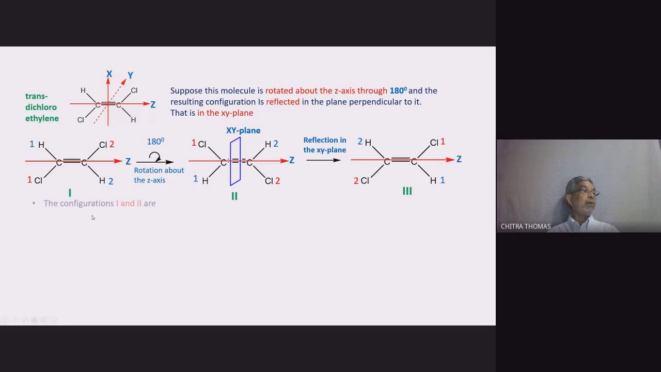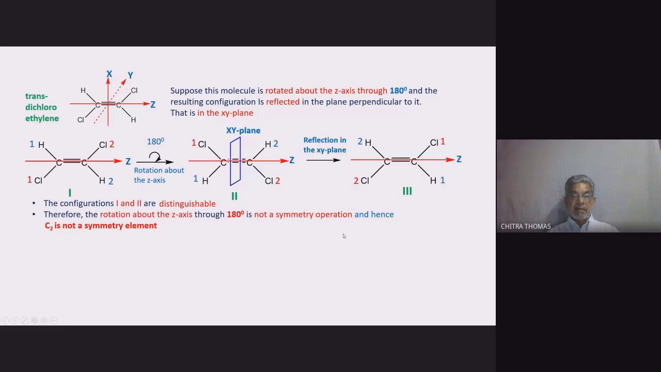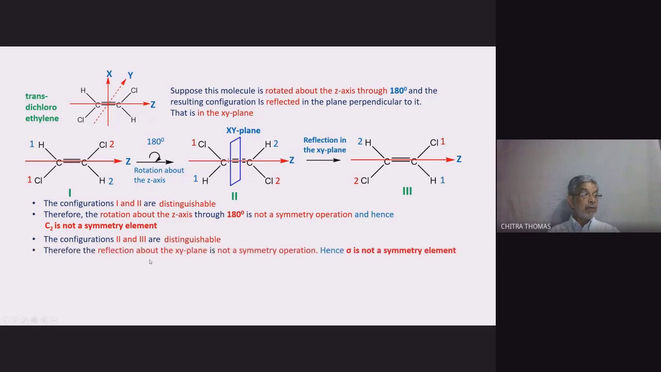Now compare configuration 1 and 2. Are they distinguishable or indistinguishable? Hydrogen 1, Cl1: they are distinguishable. Therefore, the rotation about the z-axis through 180 degrees is not a symmetry operation, and hence C2 is not a symmetry element. Now compare configuration 2 and 3. You've got Cl1, H2. They are distinguishable. Therefore, the reflection about the XY plane is not a symmetry operation. Hence, sigma is not a symmetry element.